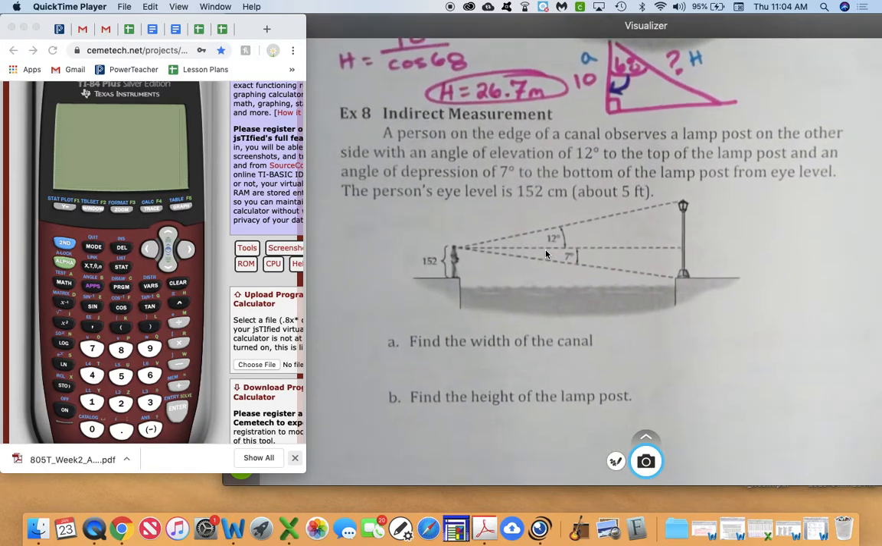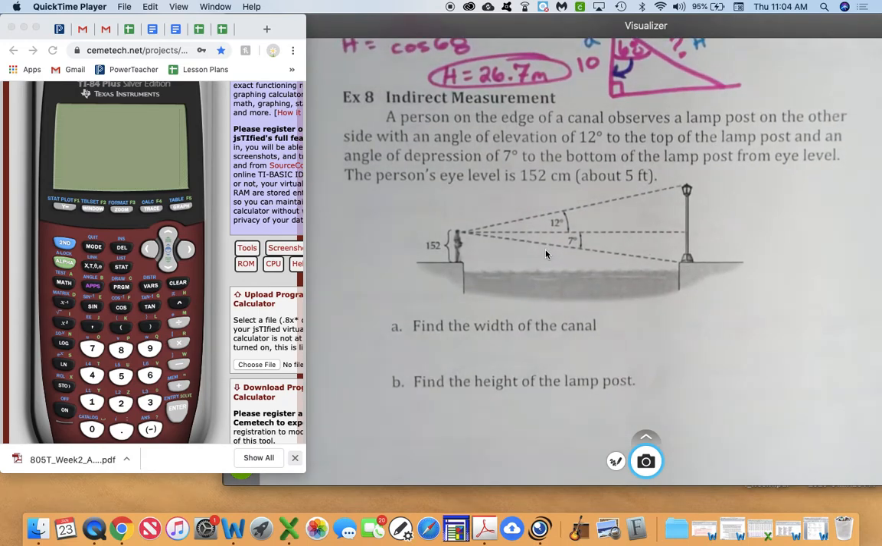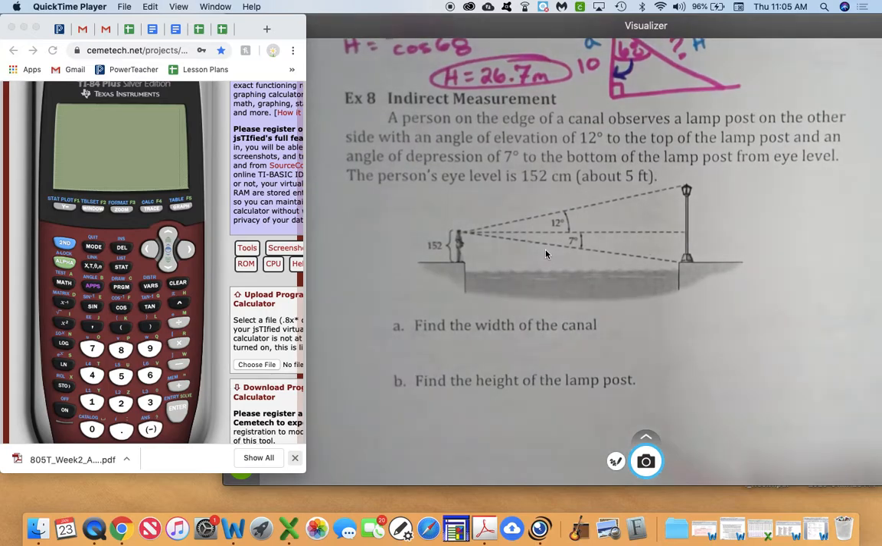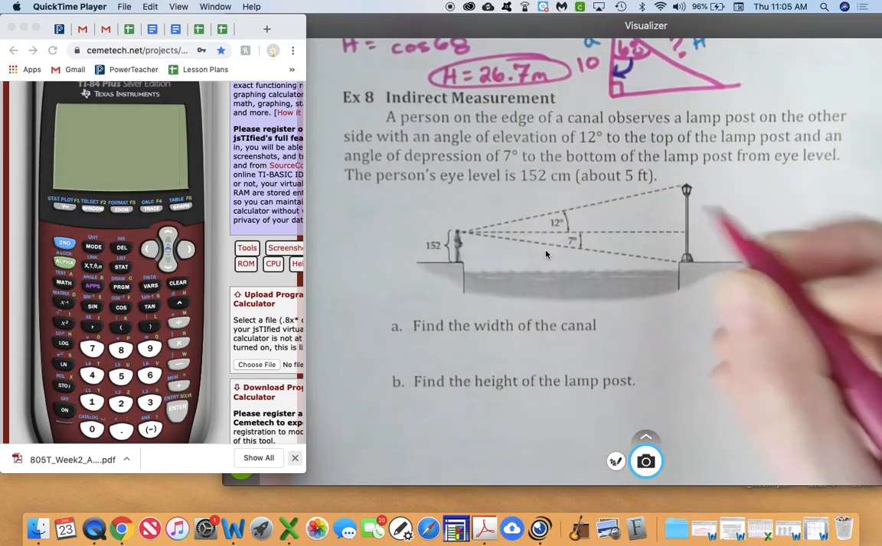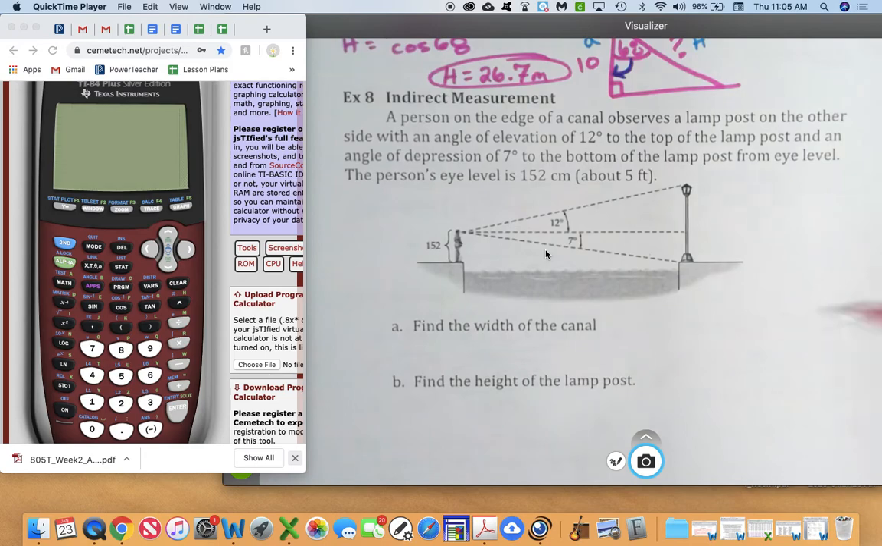A person on the edge of a canal observes a lamp post on the other side with an angle of elevation. I don't know how they know it's a 12-degree angle of elevation by looking at it, but we're just going to go along with it. The angle of elevation is 12 degrees. The angle of depression is 7 degrees to the bottom of the lamp post. Find the width of the canal.